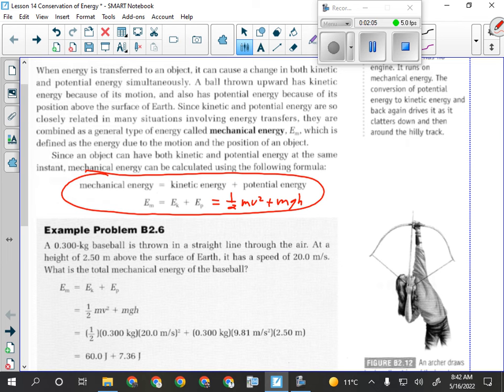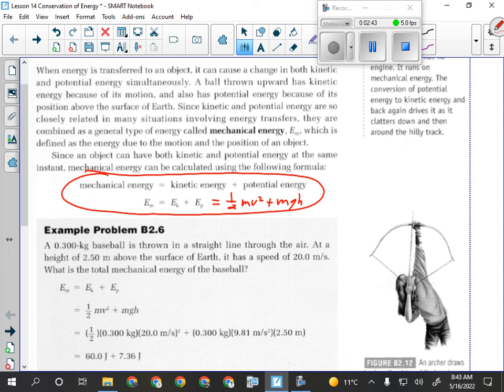So if we have a simple example here with a baseball, we throw this 0.300 kilogram baseball on a straight line through the air, 2.5 meters above the surface of the earth at 20 meters per second. Does it have mechanical energy? So I throw the ball, it's 2.5 meters above the ground, and it's moving at 20 meters per second. Does it have mechanical energy? Yes, because it has both kinetic, it's moving at 20 meters per second, and potential, it's 2.5 meters above the ground. It has both types of energy.